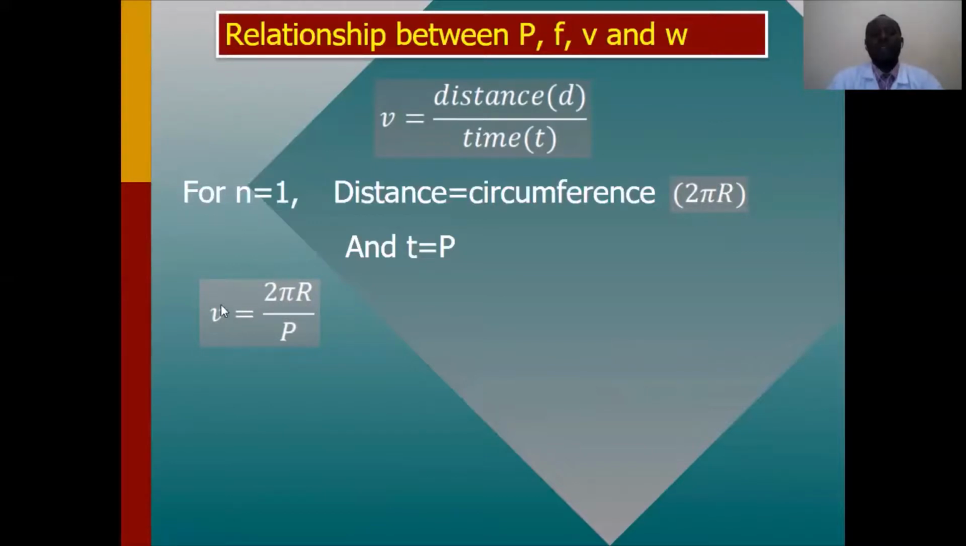It means that if the linear velocity increases, the period will decrease. So it is clear, as the object moves fast, it will use a short time. And if the object is moving slowly, it will take a long period.